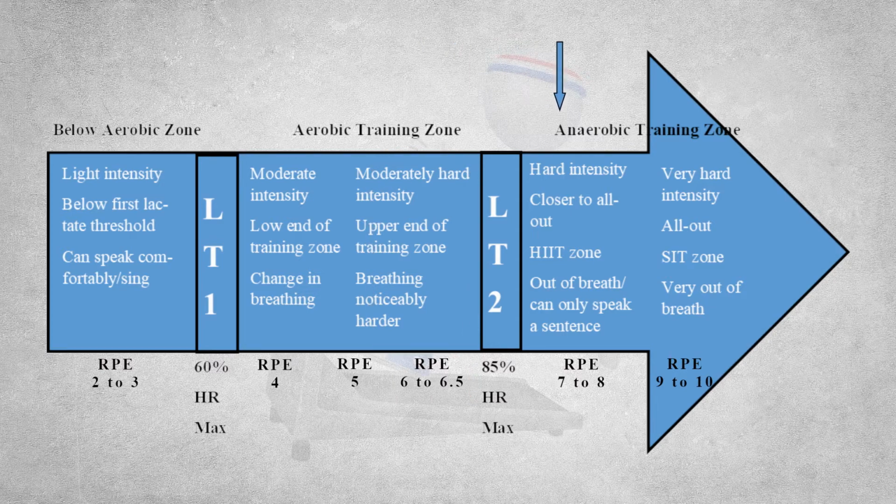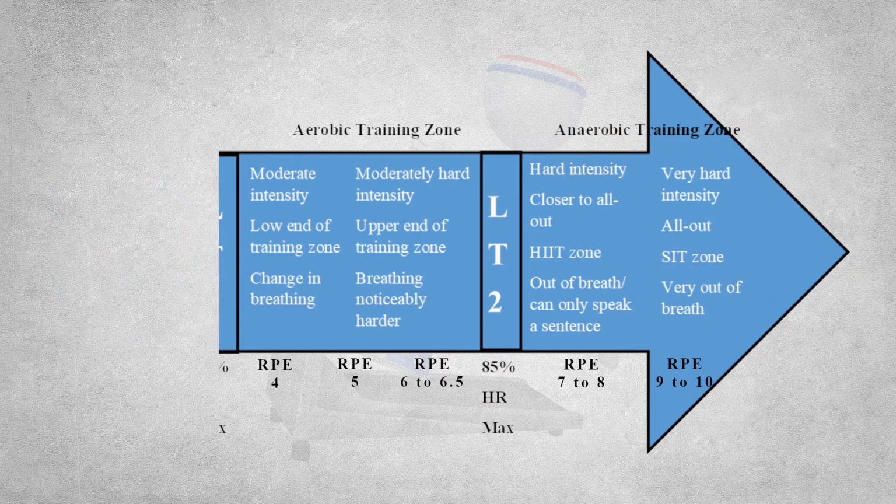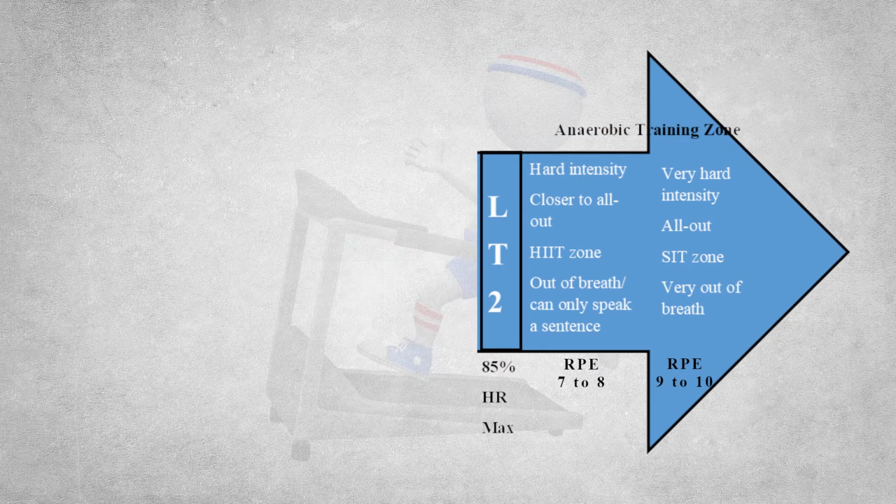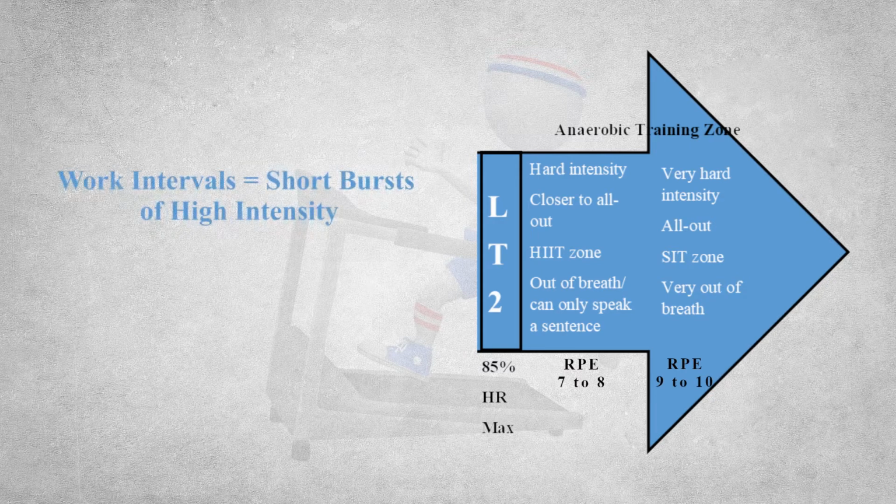Once the intensity rises above the second ventilatory threshold, the person is no longer exercising aerobically. They've now entered the anaerobic exercise domain, which can only be sustained in short bursts. These short bursts are known as work intervals, and they are quickly followed by rest intervals so that the cardiorespiratory system has time to recover before performing another short burst of high-intensity work.